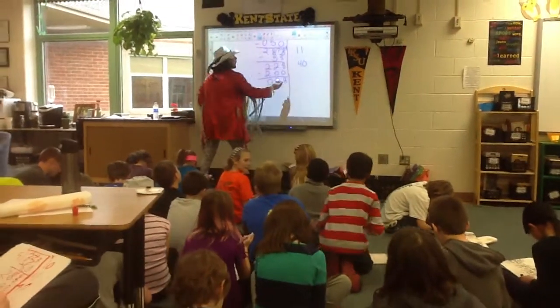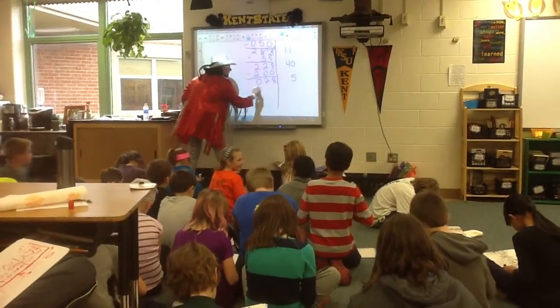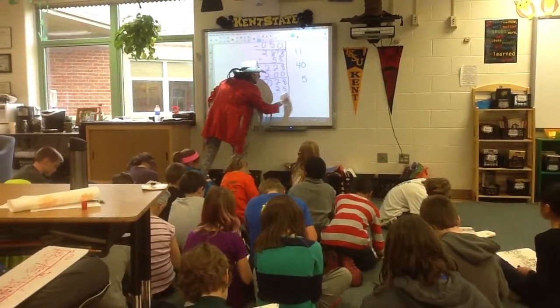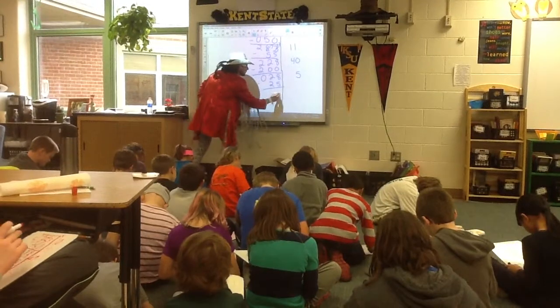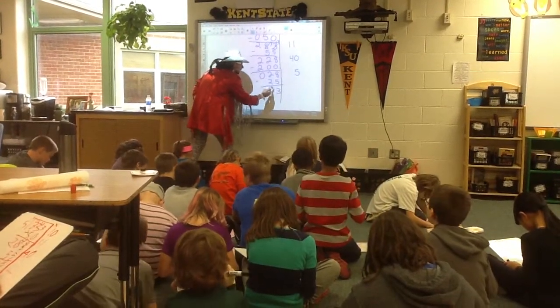All right, let's put our 5 right here. We're going to put 25 right here. And we are going to subtract. Yes, we are. All right. 8 minus 5 is 3. 2 minus 2 is nothing.